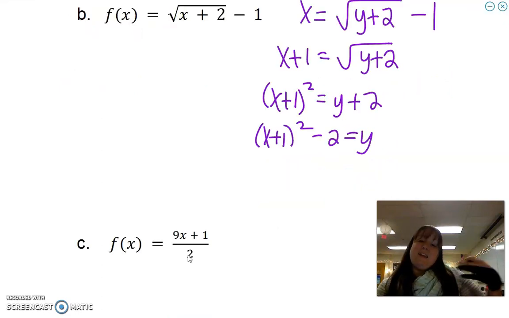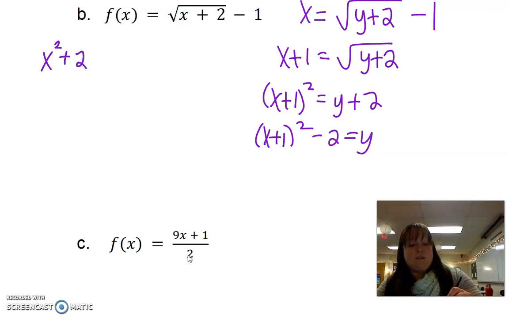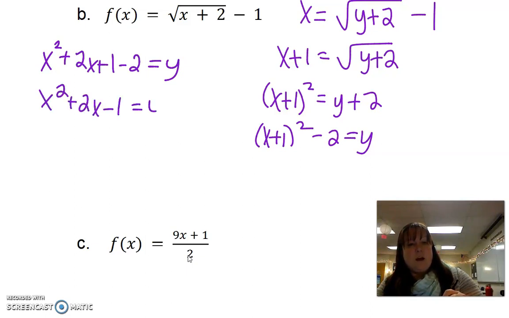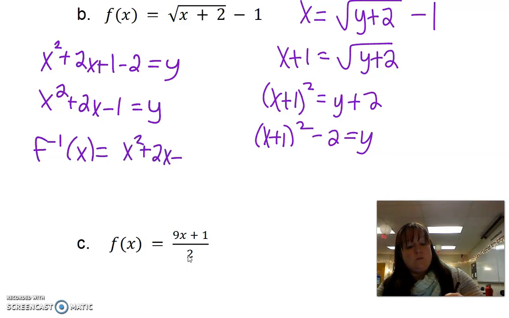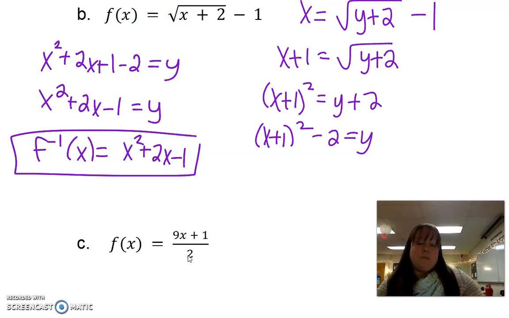And if I needed it in standard form, we could just multiply that out. So we could say x squared plus 2x plus 1 minus 2 equals y. So that'd be x squared plus 2x minus 1 equals y. Now remember, instead of y, this is actually an inverse function, so we're going to call it that. So we're going to say f inverse of x equals x squared plus 2x minus 1. And again, what I'm saying is if I put some number into this first function for x, and then run it all the way through, in the end, I'm going to come back to what I started with.